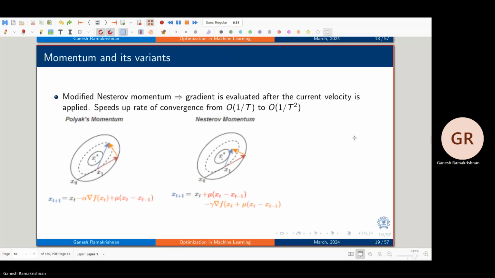So these are the two variants of momentum. Interestingly, the convergence rate goes up from 1 upon t to 1 upon t squared just with this. The exact steps have been written here. So let's look at these exact steps. Maybe I'll reproduce them with some more comments.